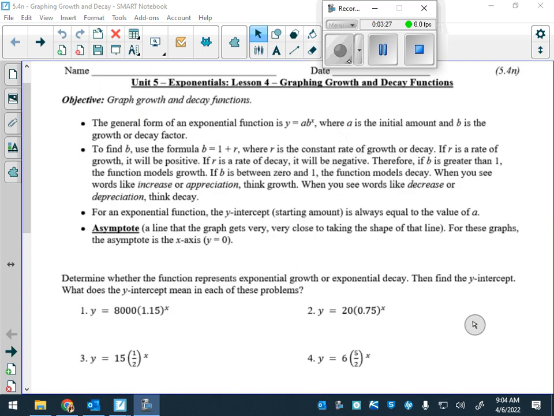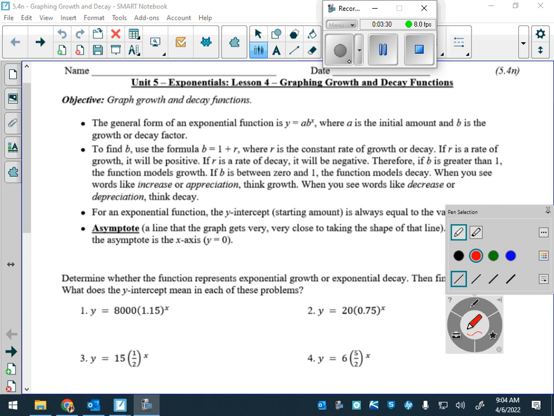Our exponential growth and decay functions. The standard or the general form is y equals ab to the x. Where a can be your initial amount, unless there's movement. A is your initial amount, and B is what we're really going to focus on today. B is your growth or decay factor. The B value, which is attached to the X, is going to tell you if you have growth or decay.